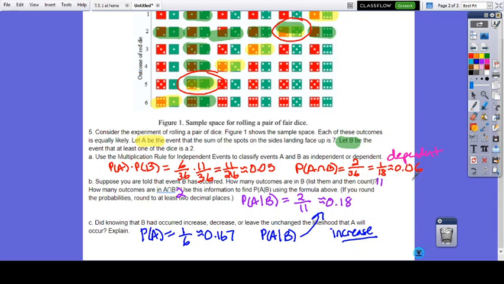Now that increase and dependent also go together. If it increases or decreases, they should be dependent events. If it stayed unchanged, that's when you would get independent events. So they're independent of each other. Hopefully that helped. Let me know if you have more questions.